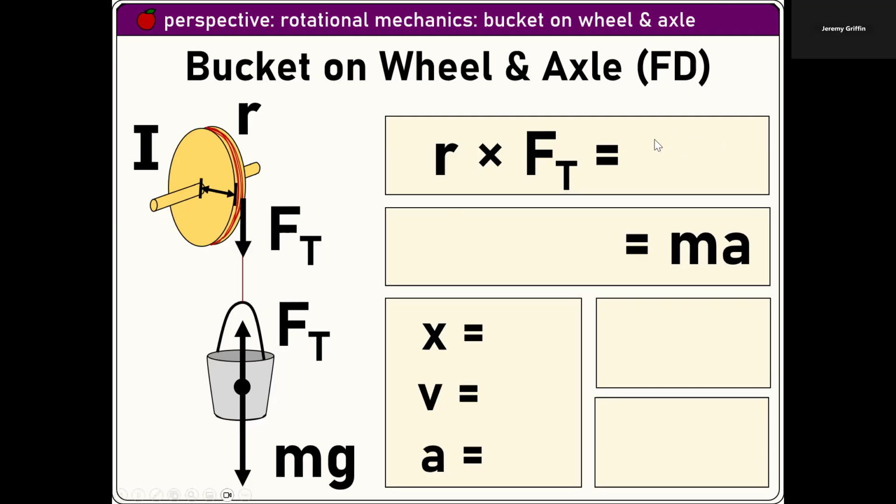What did you guys write in this top box? R F equals what? Yeah, torque, which is I alpha. Suppose there's no friction with the axle. Do you guys see there's no friction with the axle? I'm just making that up.